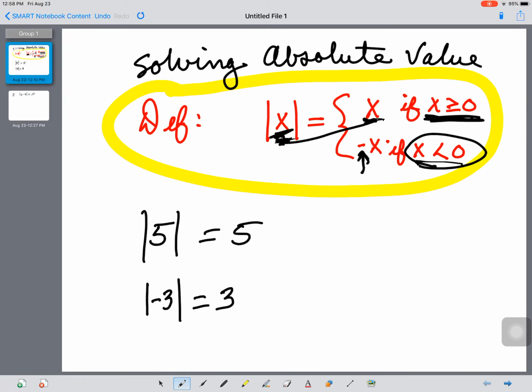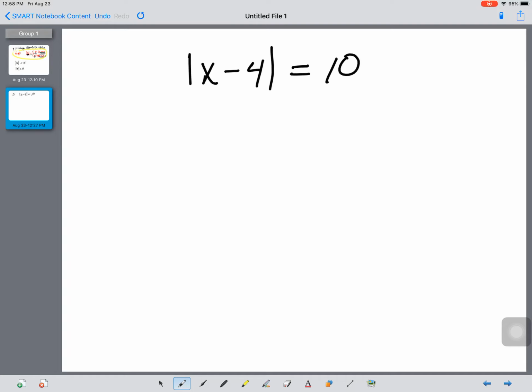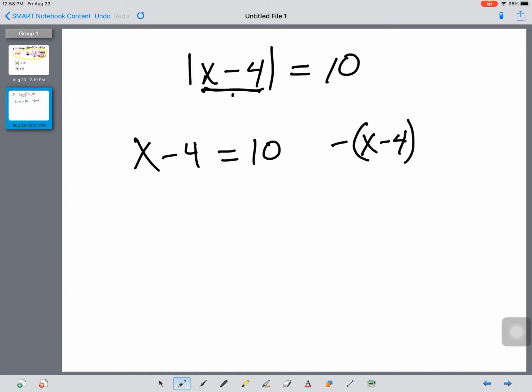Now let's do that with an equation. So what I want you to think about is this thing. That thing could be positive, that thing could be negative. If that thing is positive, then you just make the absolute value signs go away and you rewrite the equation without them. But if this is negative, then you have to take the opposite of that thing. And so the negative sign goes over here with the x minus 4.